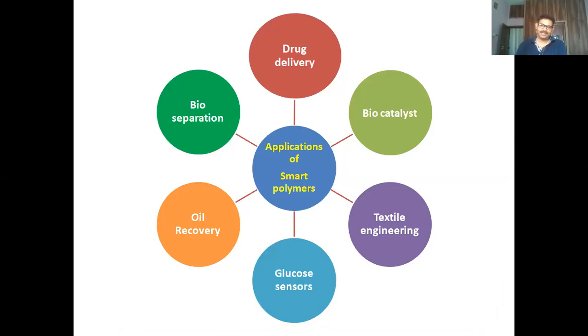Where we normally apply these smart polymers. Again, this is a vast topic, and I just limited the explanation to only six such areas: drug delivery, biocatalysts, textile engineering, glucose sensors, oil recovery, and bioseparation. Here also I will provide only a little extent of how these smart polymers are useful.